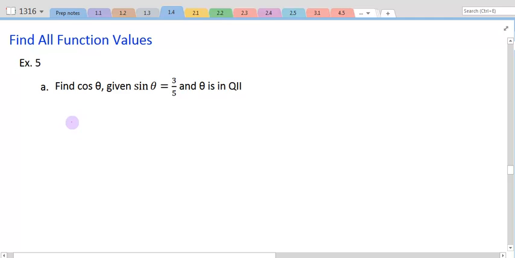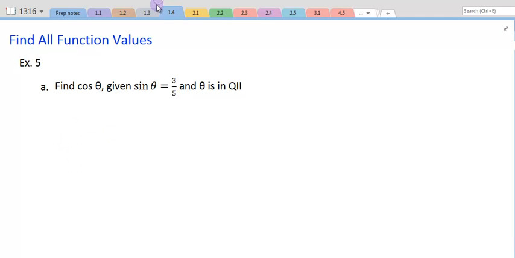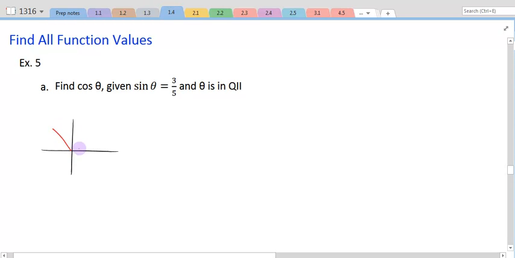Start by drawing a picture. I know theta is in quadrant 2, so we're over here. Okay, so theta is over here in quadrant 2. I also know that the sine of theta is equal to 3/5. We have to go back and remember, how do I get the sine of a value? The sine of theta is equal to y over r. So if the sine of theta is 3/5, then I know that y is 3 and r is 5.